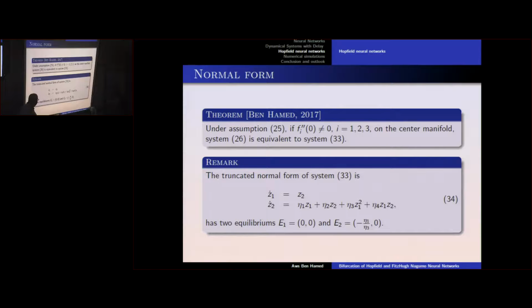So here in this normal form, we have two equilibrium points: E1, the trivial equilibrium point, and this is a non-trivial equilibrium point.